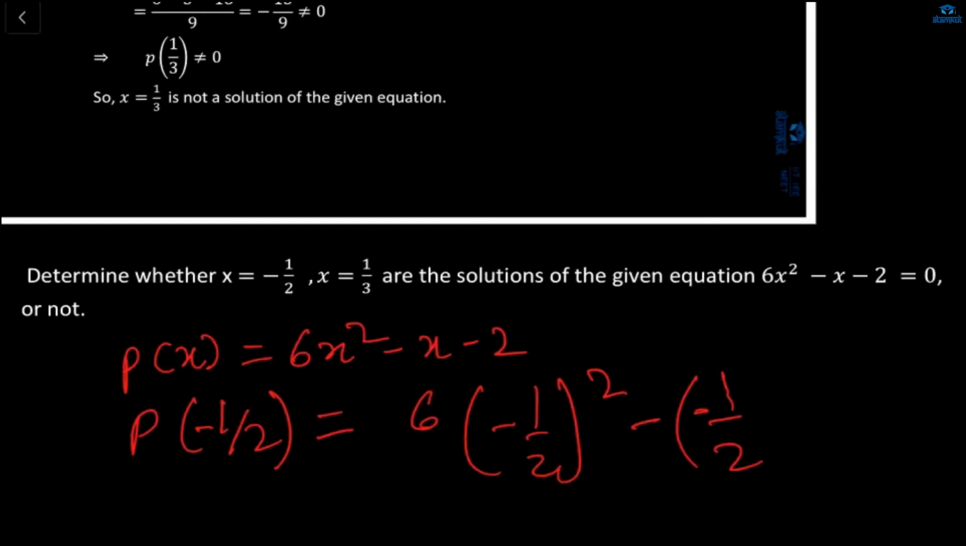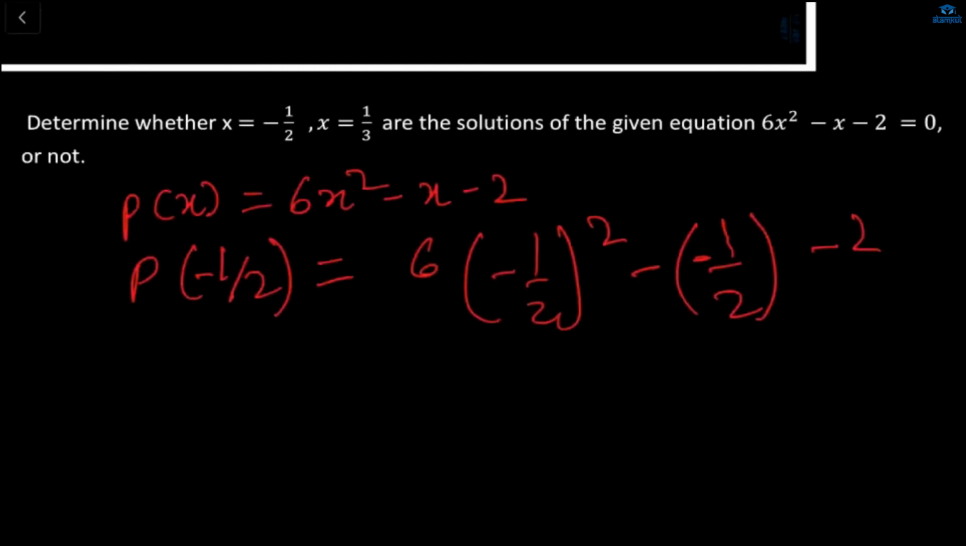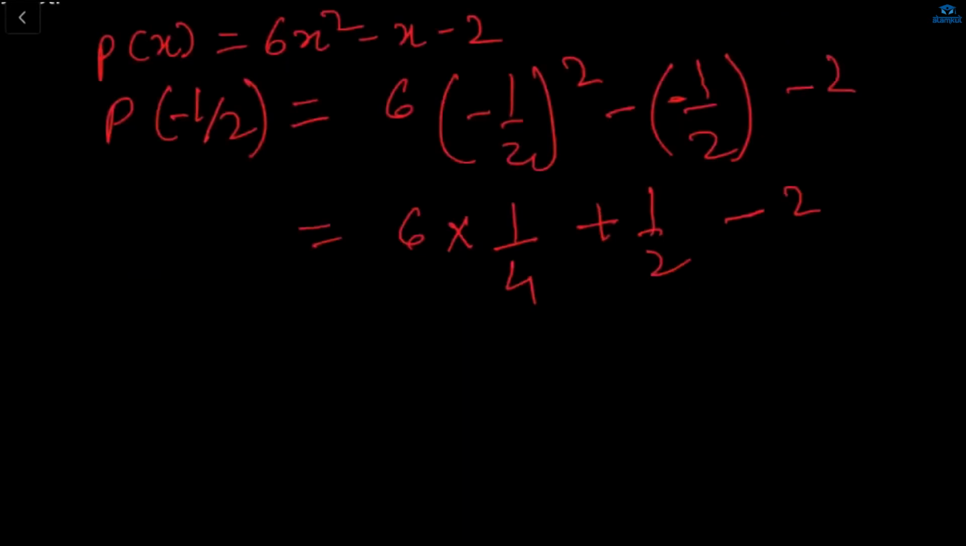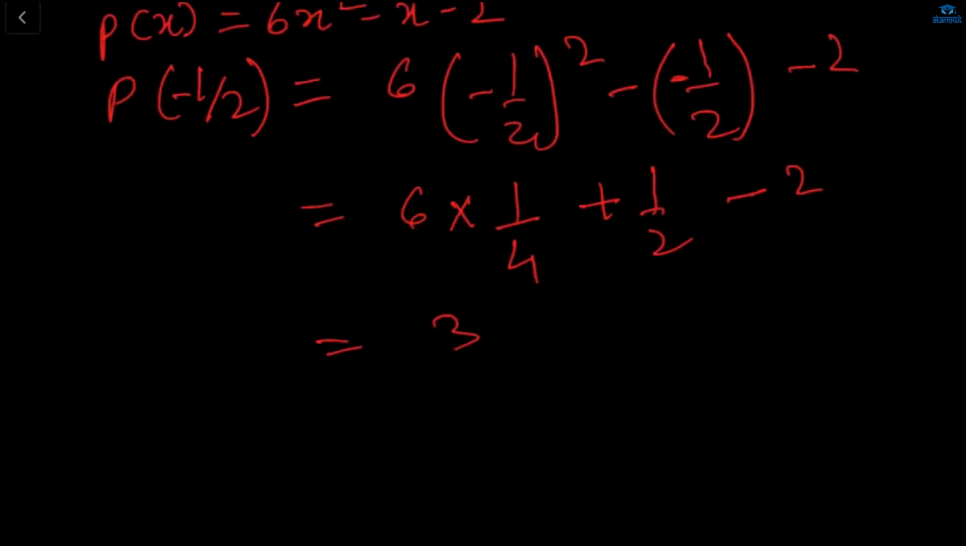Here also you have to put a minus 2. Now if you are going to solve it, it will be 6 multiplied by 1 by 4, plus 1 by 2 minus 2. So what will it be? 3 by 2 plus 1 by 2 minus 2.